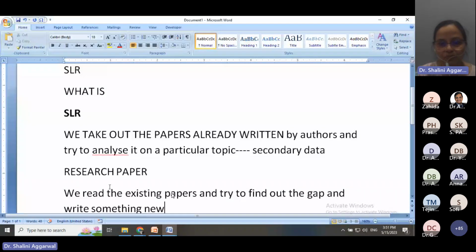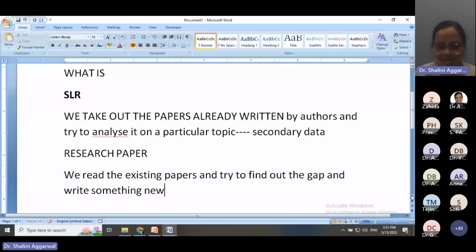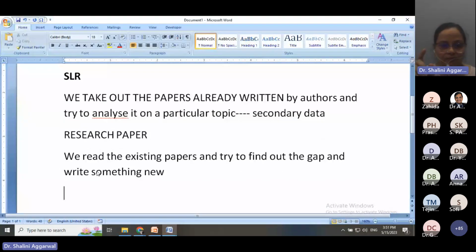SLR is where we take the papers already written by authors and analyze a particular topic with the help of secondary data only. But in a research paper, we read the existing papers, find the gap, and write something new. So this is the basic difference between the SLR and the research paper. So when we are writing a research paper, what is the format of the research paper?